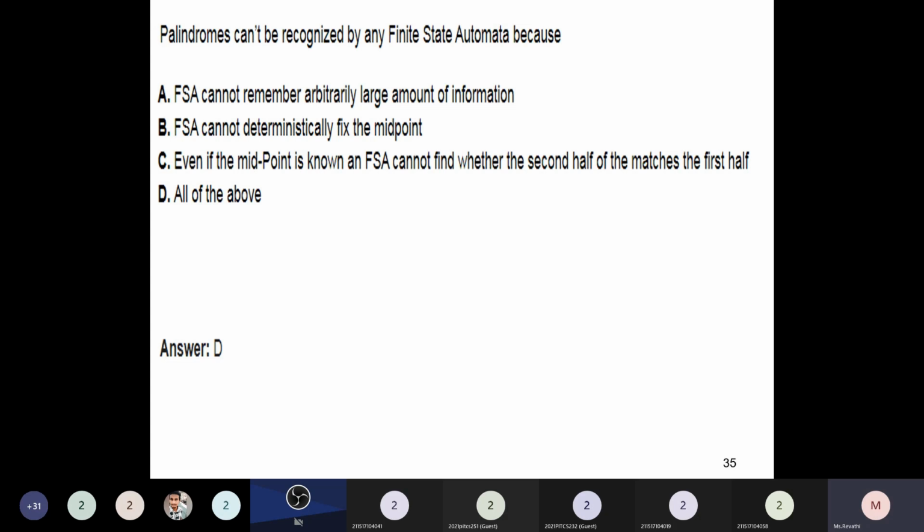So what is the first option? Finite state automata cannot remember arbitrary large amount of information. This is true. And then coming to the second option, finite state automata cannot deterministically fix the midpoint. If we want to remember something, it means we can fix the midpoint. But in this, we cannot remember anything, means we cannot fix the midpoint. So this is also true. Even if the midpoint is known, the finite state machine cannot find whether the second half matches the first half. As I told, it doesn't have memory. If it had memory, we could perform all these 3 kinds of operations on a finite state machine. We want to remember something, we want to set the midpoint, we want to check whether the first half is equivalent to the second half. We cannot do all these 3 operations. So the answer is all the above. D is the correct option. Using finite automata, we cannot design a palindrome.